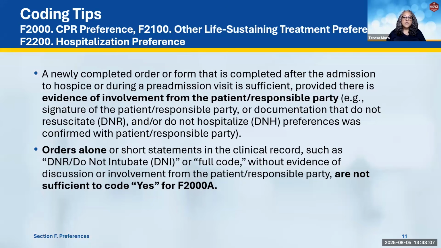Here are some additional tips to help you code the preference items of CPR, other life-sustaining treatments, and hospitalization. Provided there is evidence of involvement from the patient and/or responsible party, a new order or form completed during pre-admission or after the admission to hospice is sufficient. However, it's important to remember that orders alone, for example, a new DNR order, without evidence that there was a discussion with or involvement from the patient or responsible party, are not sufficient to code yes for CPR preference.